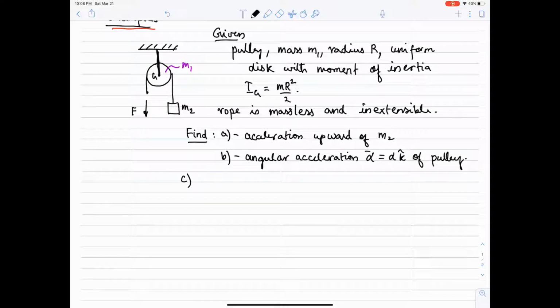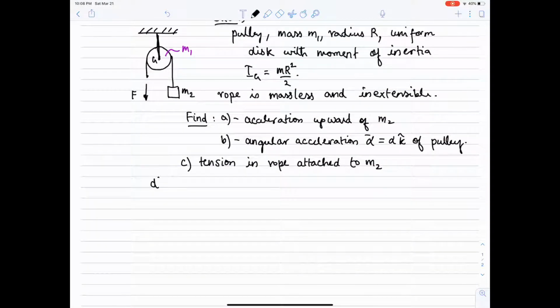Part C: tension in the rope attached to M2. Okay, so basically, what is the tension in this rope? There's a subtlety here.